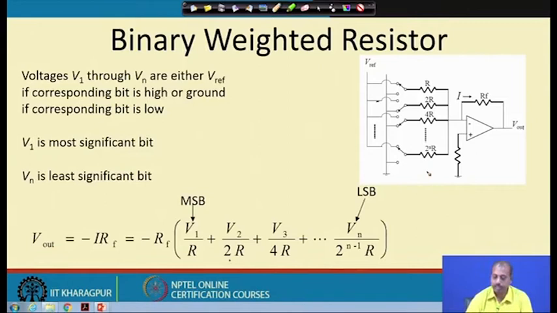This way it is reduced. So, this should be 2 to the power n into R, not 2 to the power n minus 1. There are n such cases. So, Vn is the least significant bit, and it is Vn divided by 2 to the power n into R.